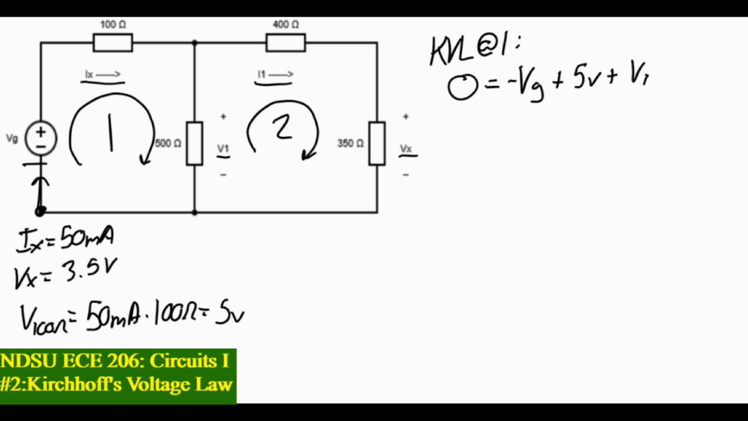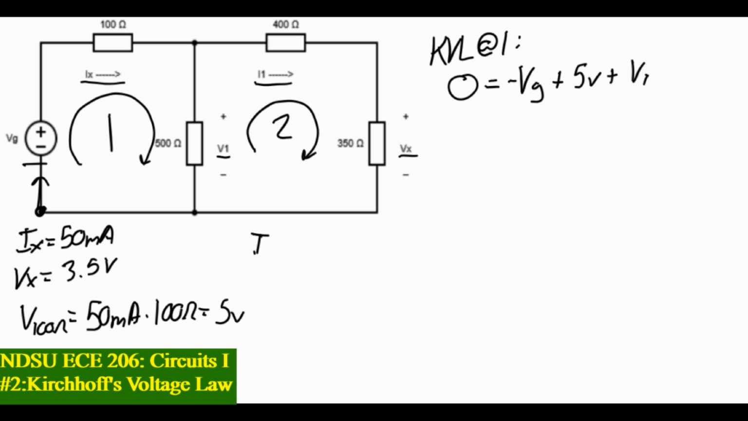Now, that's one equation and two unknowns. We don't like that. We don't really know what's going on. So, let's go to the next loop and try to maybe glean some more information about this circuit. Okay, we still don't know what V1 is, and we don't know what I1 is either, but we do know what Vx is, the voltage across this 350 ohm resistor. From that, we can find the current that is going through the 350 ohm resistor, as well as the current that's going through the 400 ohm resistor.